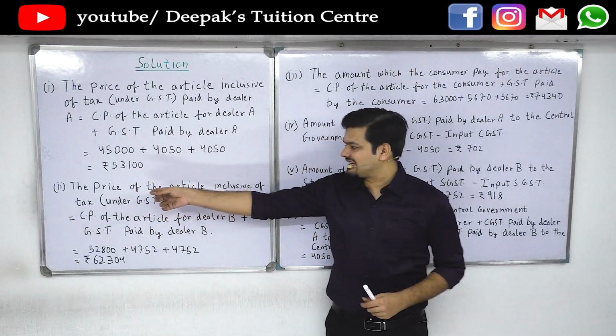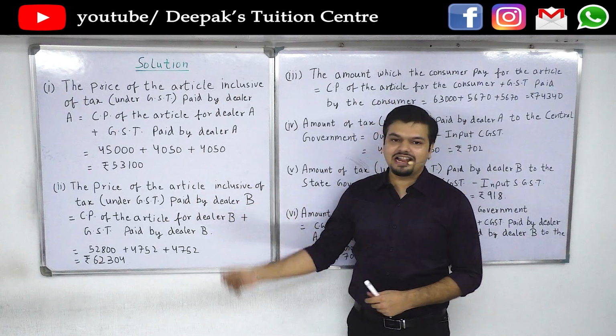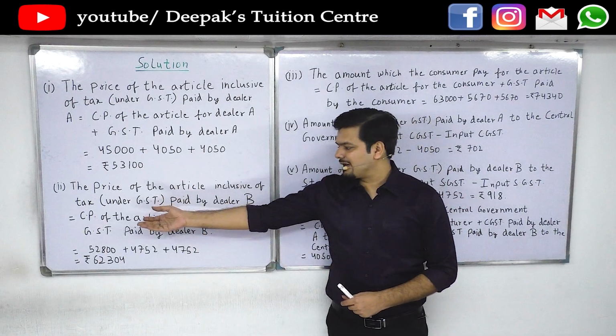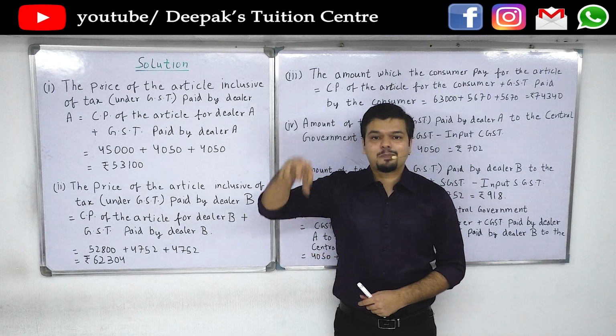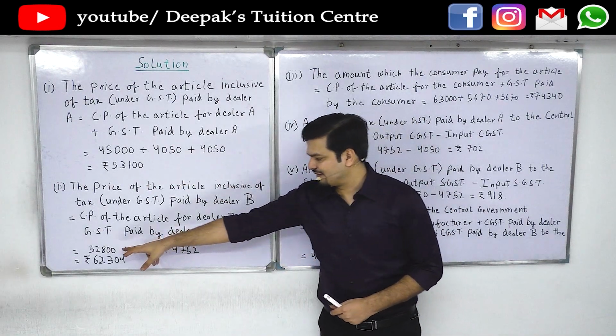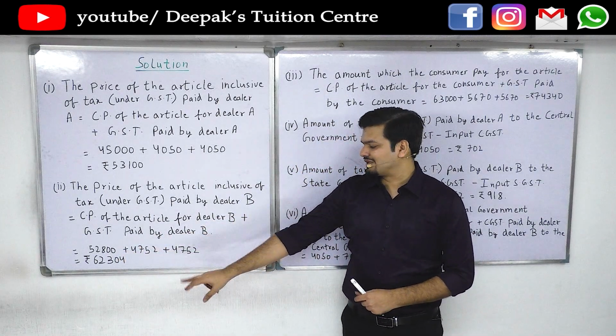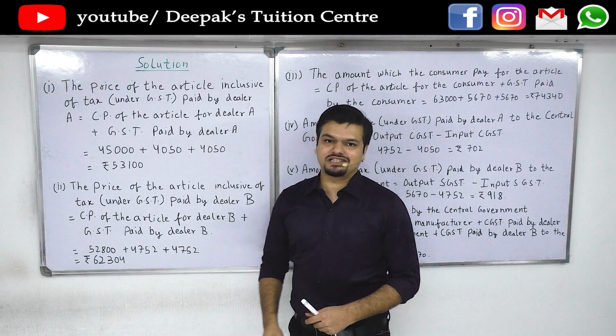The second part asks the price of the article inclusive of tax under GST paid by dealer B. So same thing. Dealer B paid the cost price of the article plus the input CGST plus the input SGST. So therefore 52,800 plus 4752 plus 4752, that is 62,304.